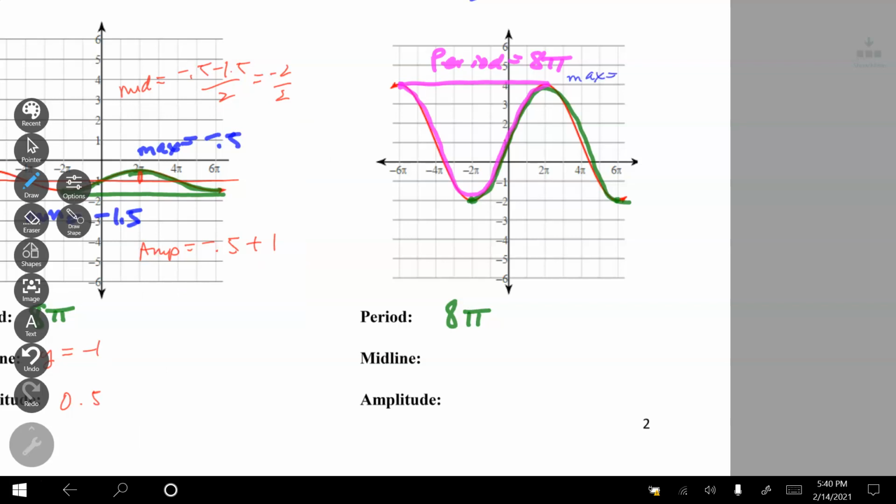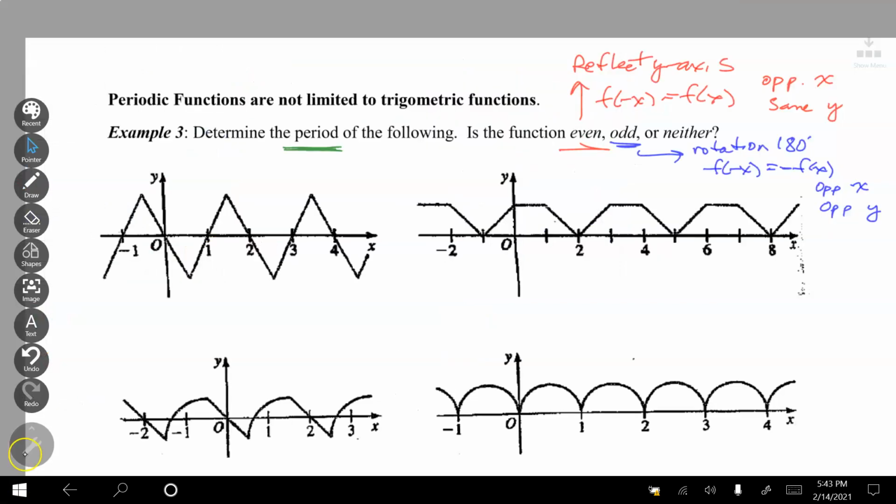And then I could do some mins and maxes. My max is equal to 4. My min is equal to -2. So my midline, 4 minus 2 over 2, 2 over 2, which is 1, y equals 1. So right here is my midline of y equals 1. So my amplitude is this distance here, so my amplitude is equal to 4 minus 1, so my amplitude is 3. So that's just noticing some features on a graph.